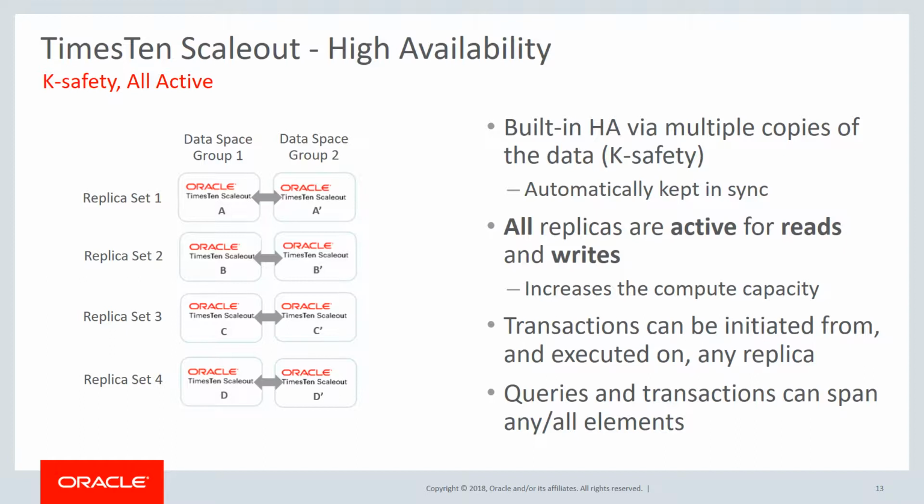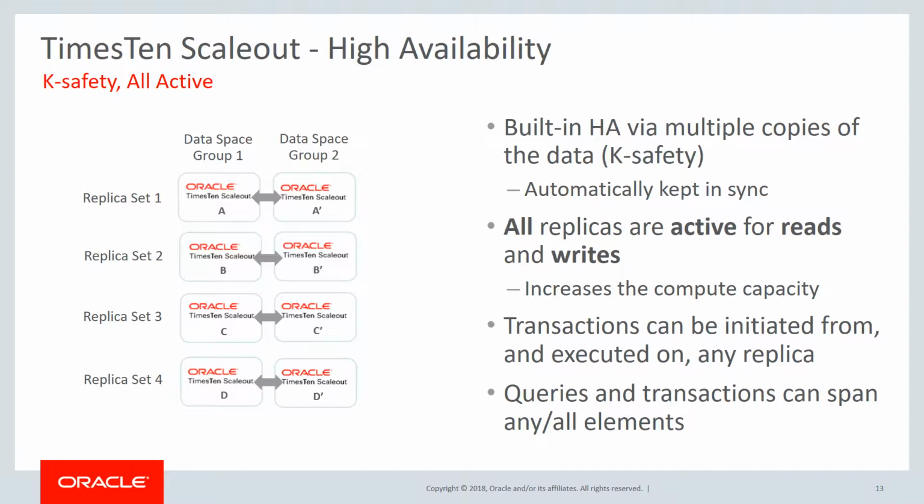And that's more the real topology of the system, if you like, and how you will see many things presented to you when you're working with the system. Okay? All of these replicas are active for reads and writes. So an application can connect to A and to A prime, and it can issue both queries and DML and transactions. There's no master slave here. It's all active everywhere. And that's good because that increases your compute capacity. It allows you to leverage the power of all the hardware for all kinds of operations.